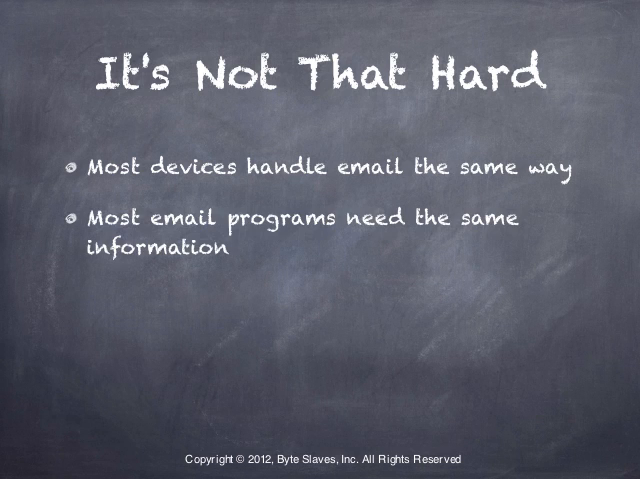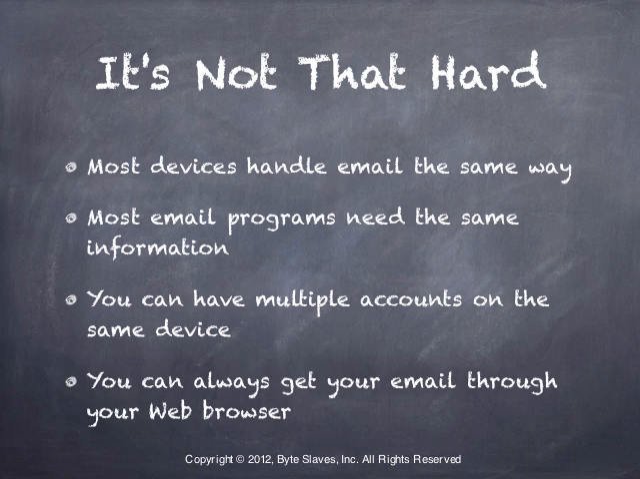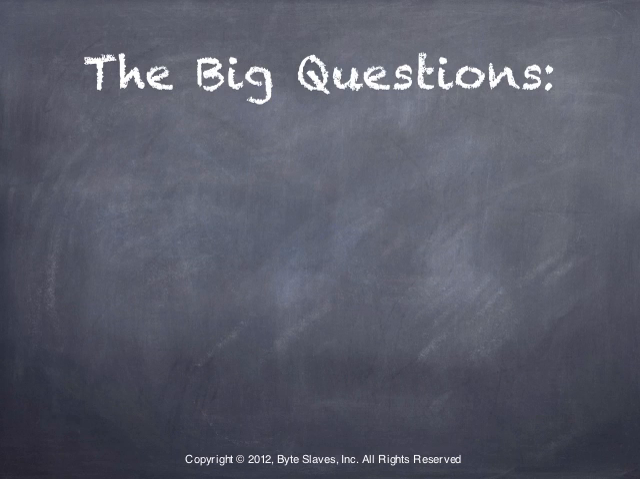And you're also going to find that most email programs are going to be set up with the same information. You're not going to have to do something different for each device. And if you've got something like a phone or a tablet that you're going to be using on the run, you can have multiple accounts on the same device. This works for your home computer or laptop computer as well. And if you're on the road and you don't have anything with you, typically you can get to your email just using the internet.